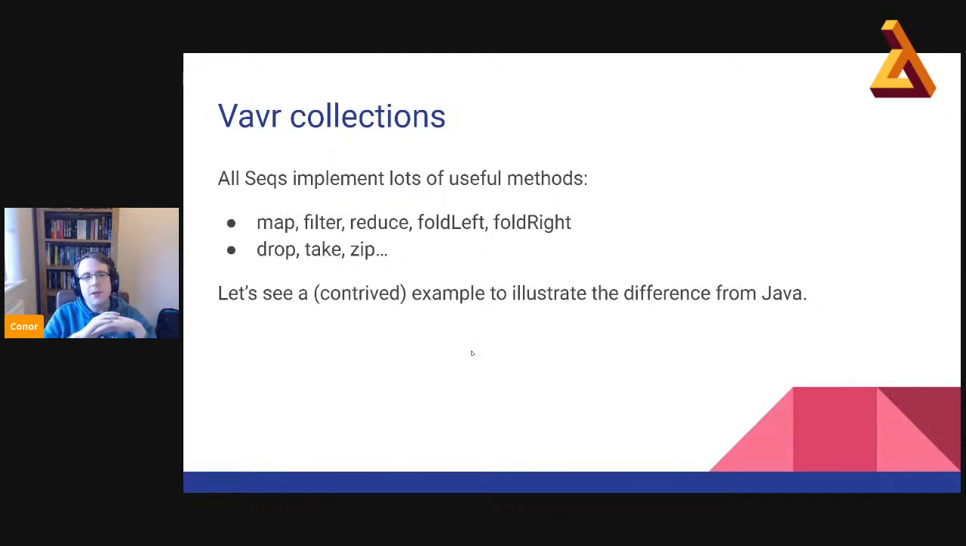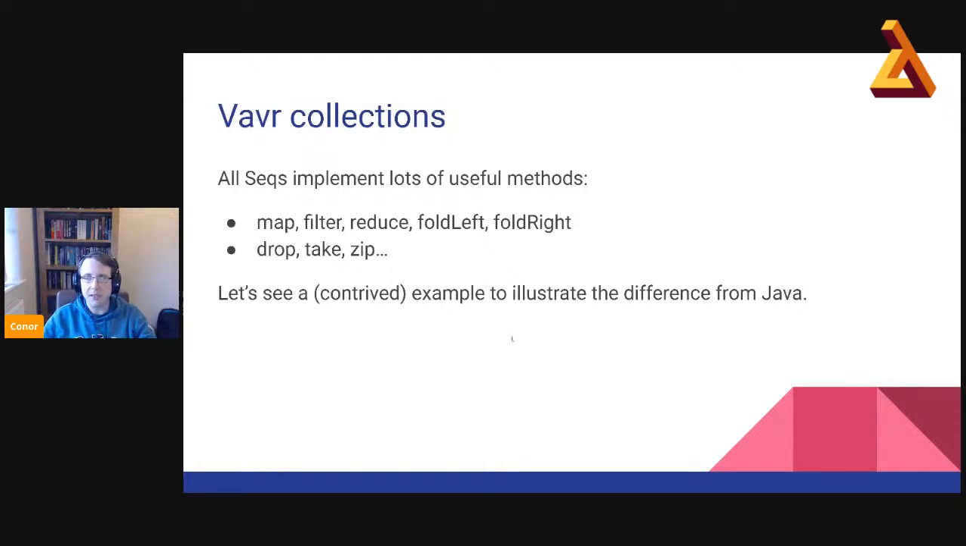The good thing about these Vavr classes is they have a whole bunch of really handy methods, like mapping, filtering, reducing, fold left, fold right, and stuff that I find myself wanting when I don't have them. Like dropping a certain number of items from a sequence, or taking a certain number of items, zipping things. So let's look at an example just to show how this makes your life a bit easier.